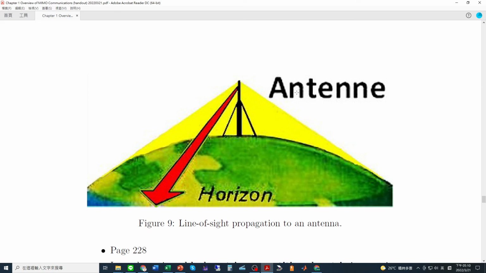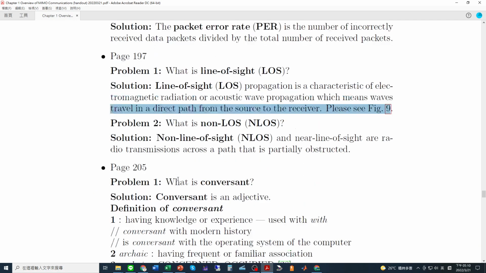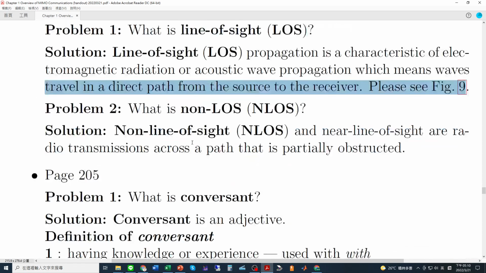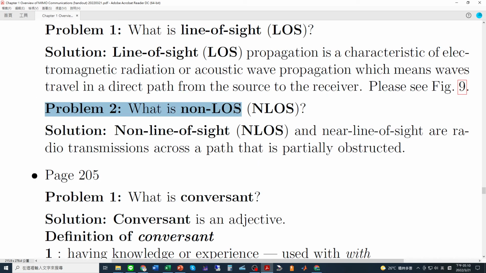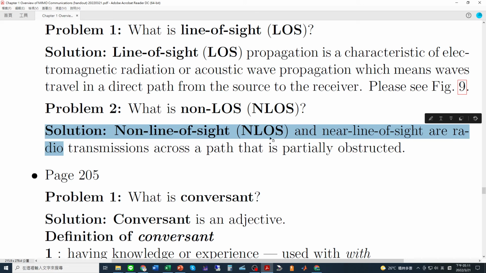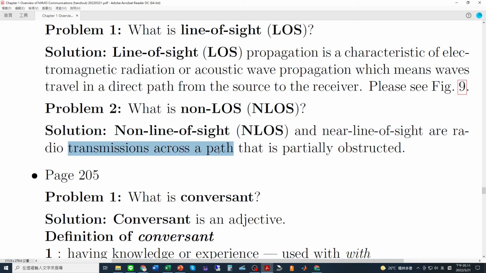However, it should be ANTENNA, okay, not E. Okay, on the top of the antenna, it can transmit signals to the horizon. Okay, if there is no obstruction behind them, so this path is called the line of sight. Okay, then problem 2. What is non-LOS, NLOS? Solution. Non-line of sight NLOS and near line of sight are radio transmissions across a path that is partially obstructed. Okay.